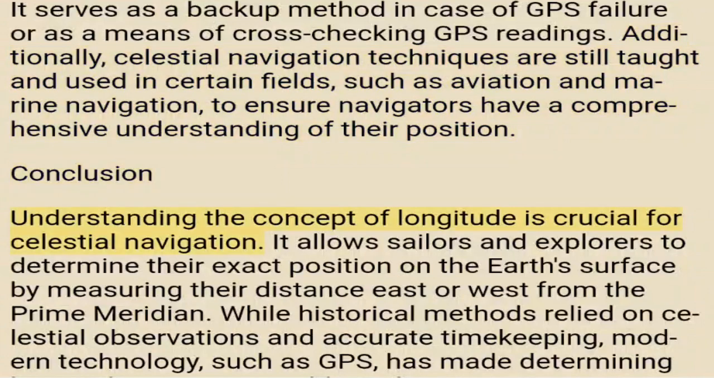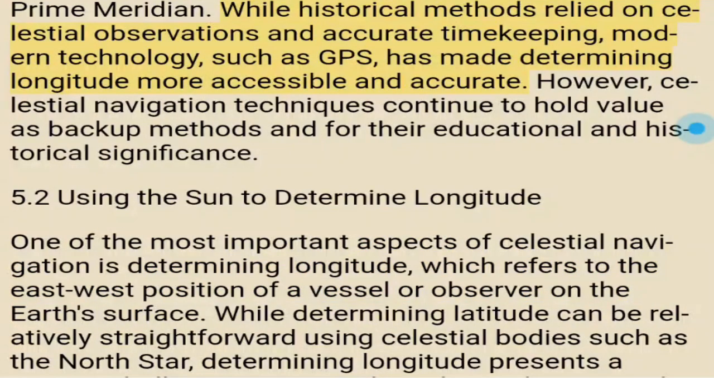Conclusion. Understanding the concept of longitude is crucial for celestial navigation. It allows sailors and explorers to determine their exact position on the Earth's surface by measuring their distance east or west from the prime meridian. While historical methods relied on celestial observations and accurate timekeeping, modern technology, such as GPS, has made determining longitude more accessible and accurate. However, celestial navigation techniques continue to hold value as backup methods and for their educational and historical significance.